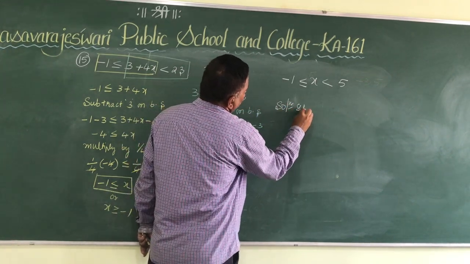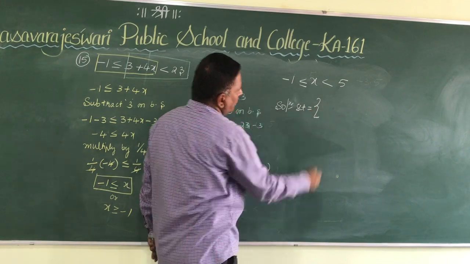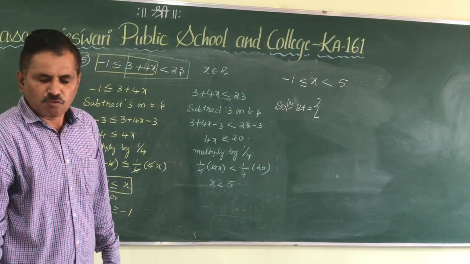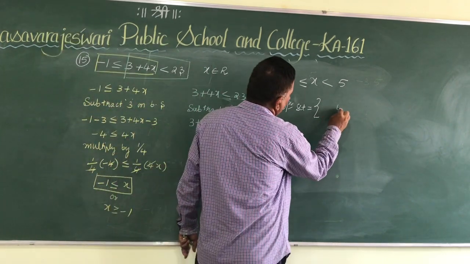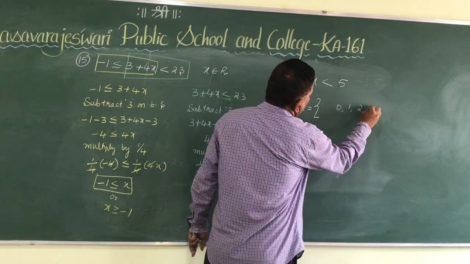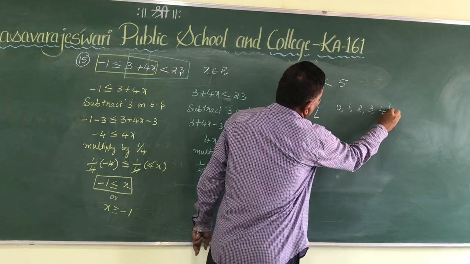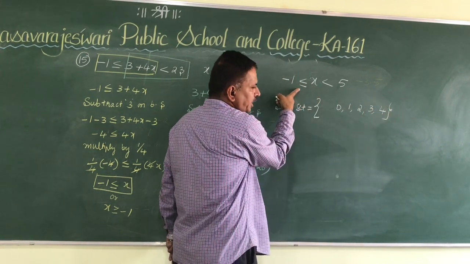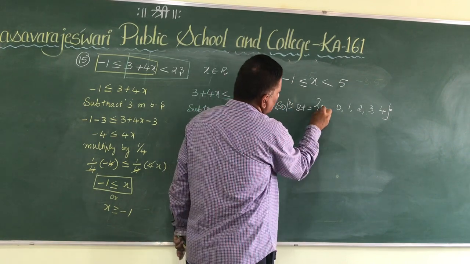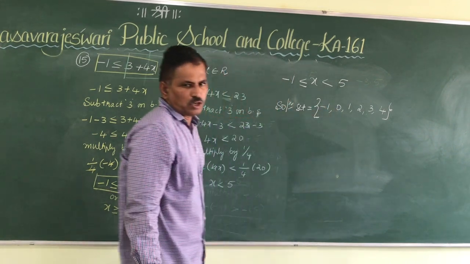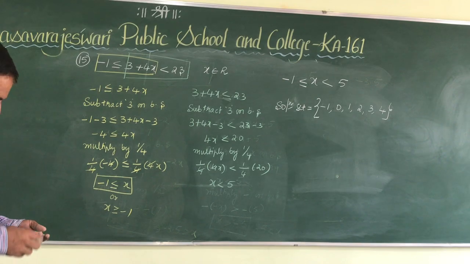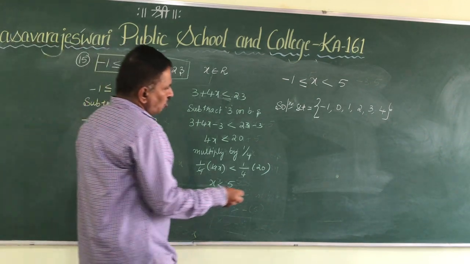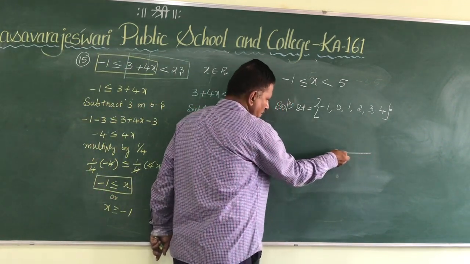That means you have to write those values which are present between minus 1 and 5. The values which are present between minus 1 and 5 are what? 0, 1, 2, 3 as well as 4. Since for minus 1 the equal sign is given, you have to consider minus 1 also. So therefore, the solutions are minus 1, 0, 1, 2, 3 as well as 4. For this, we have to draw the number line.